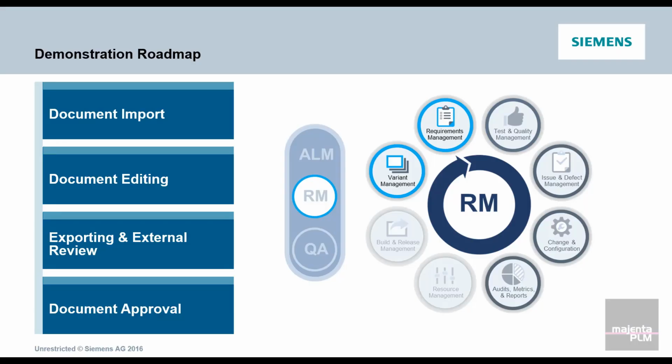We're actually going to go into some detail now so we can actually see a document import within Polarion. So everything we've shown so far has just been information that's already stored within Polarion. We're actually now going to look into importing a document into Polarion. We're then going to go into document editing. We're going to go through an export and external review process, and we're also then going to look into our document approval process as well.